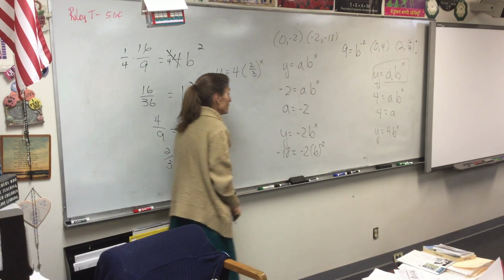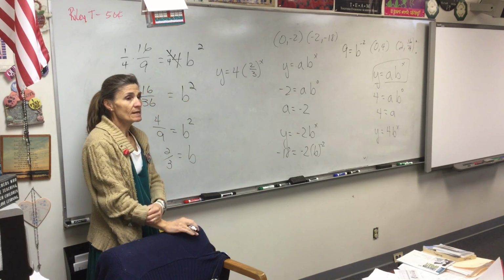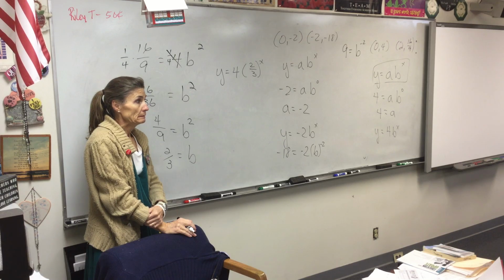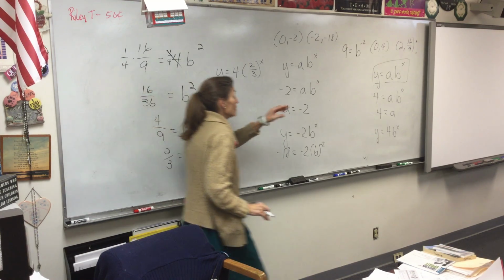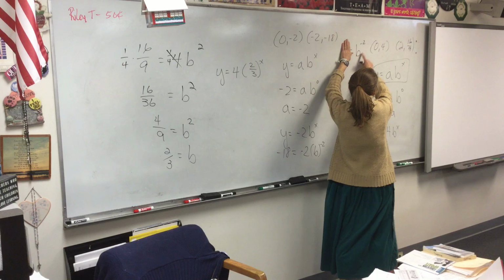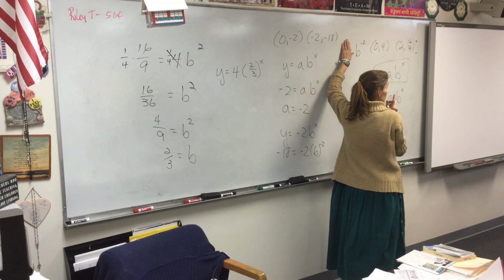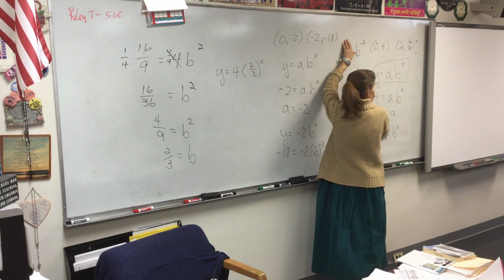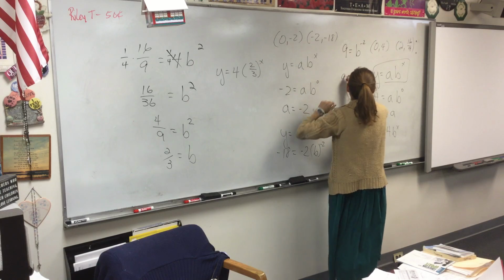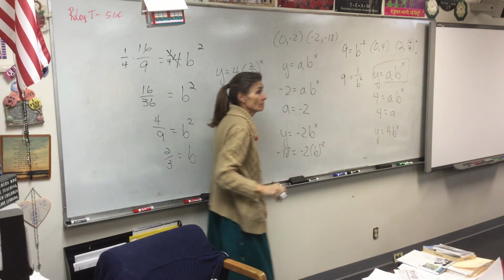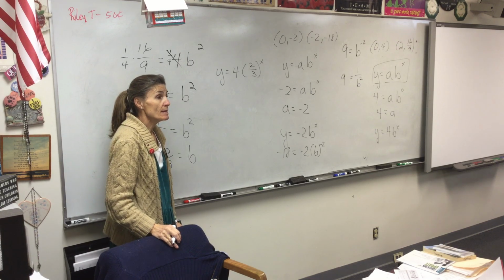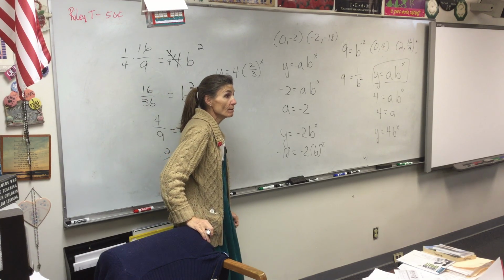Uh-oh. What does b to the -2 mean? Careful. B to the -2. What does b to the -2 mean? Exactly. So this would be 1 over b squared. Negative exponents mean 1 over.